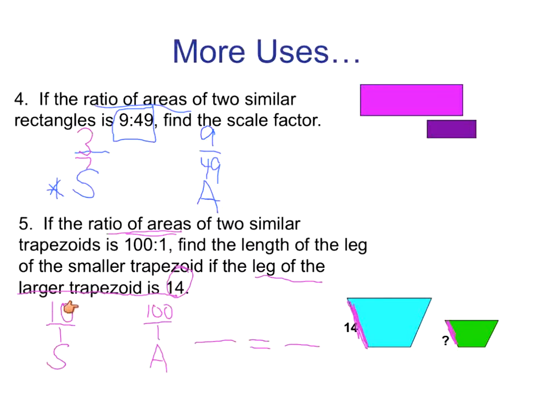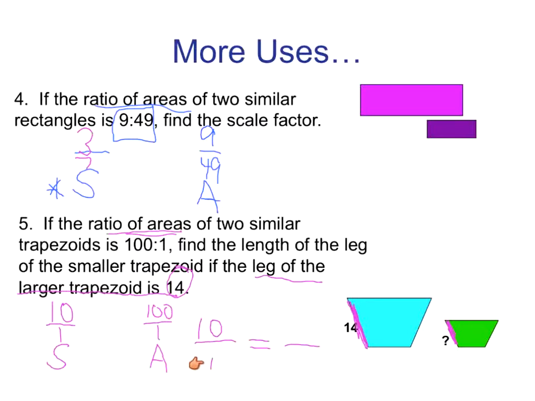So this time I have to use what's under my S. So I'm going to say 10 to 1 equals, let's read my question again. Find the length of the leg of the smaller trapezoid if the leg of the larger is 14. So think about, where's the 14 going to go? 14 is the larger. Okay, so we had a little bit of both, which is fine. So 14 actually belongs with the larger number, right? It says 14 is larger.